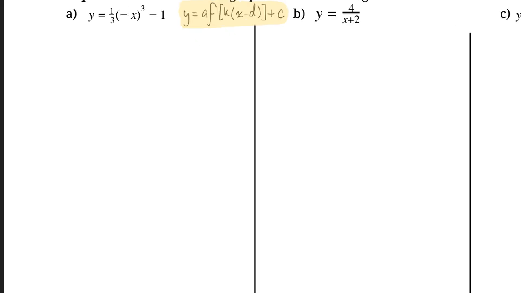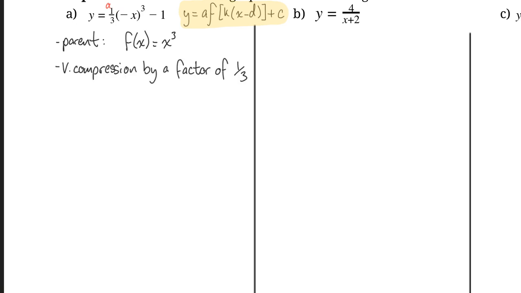So looking at our first function, we need to identify what the parent function is. So it has a cube, so it must be our cubic function. And now we need to identify what the transformations are. So this 1 over 3, it's outside of the function, so it must be our a value. And since this a value is less than 1, that means we have a vertical compression by a factor of 1 over 3. And if we look inside the brackets, we have a negative here. So this can't be this d. It's actually our k, so this is a negative 1, and this is our k value.